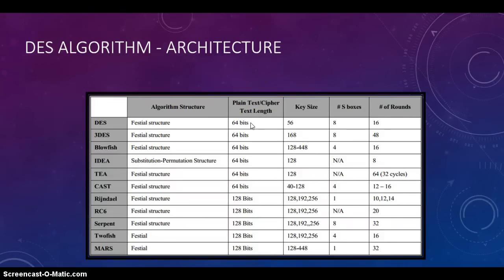Originally, the key is 64 bits, the same as the block size, but in every byte, one bit has been selected as a parity bit and is not used for the encryption mechanism. So the 56 bits are permuted into 16 subkeys, each of 48-bit length, and it also contains, as I said, 8 S boxes, and the same algorithm is used in reverse for decryption.